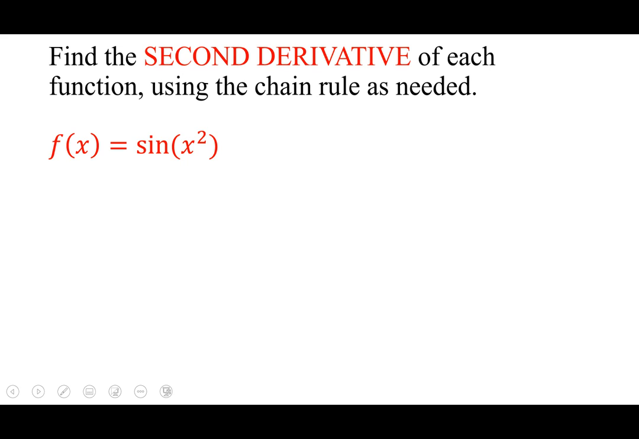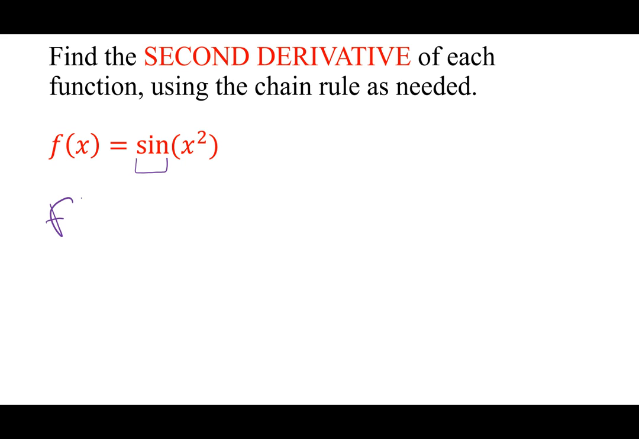Let's go ahead and do one more. So find the second derivative, and again, using the chain rule as needed. So this is one of those problems where you kind of have to look at the big picture. Is this a trig problem or is it a squared problem? And it turns out that because the outside function is sine, this is actually a trig problem.